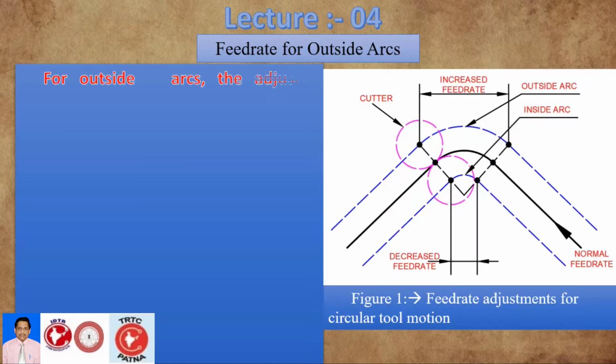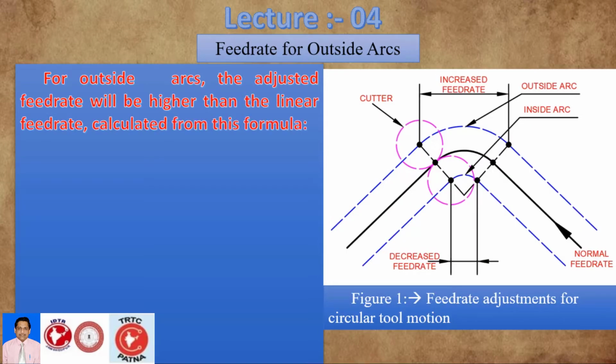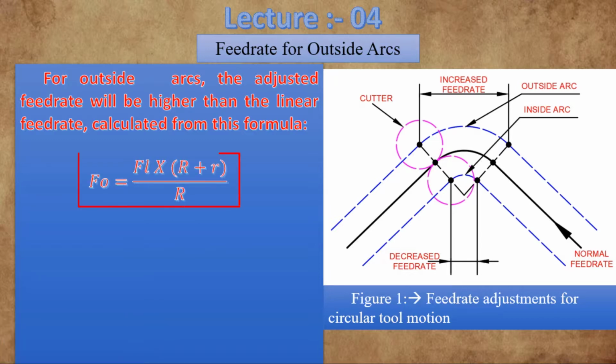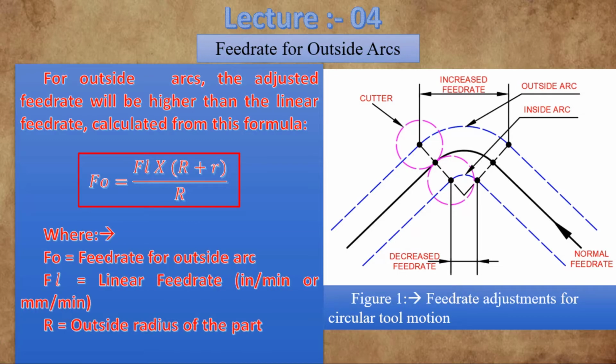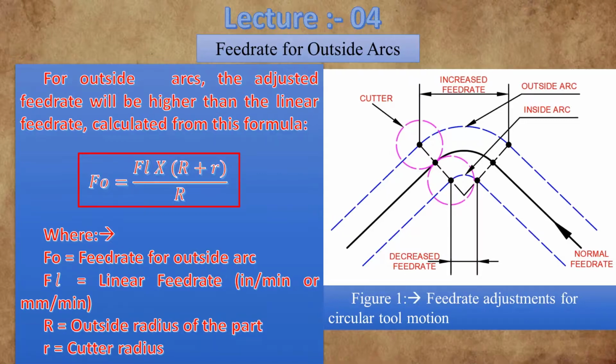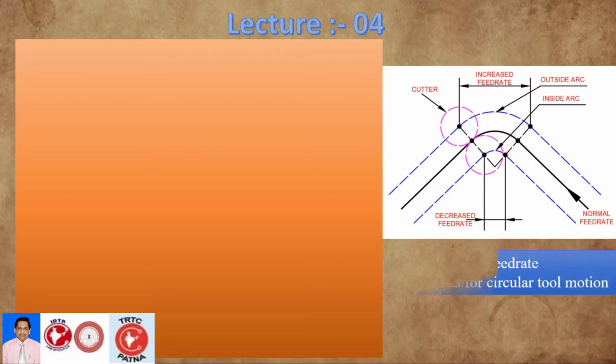For outside arcs, the adjusted feed rate will be higher than the linear feed rate. Calculated with this formula, FO equals FL multiplied by (R plus r) divided by R, where FO is the feed rate for the outside arc, FL is the linear feed rate, R is the outside radius of the part, and r is the cutter radius. Now I am going to discuss one problem here.